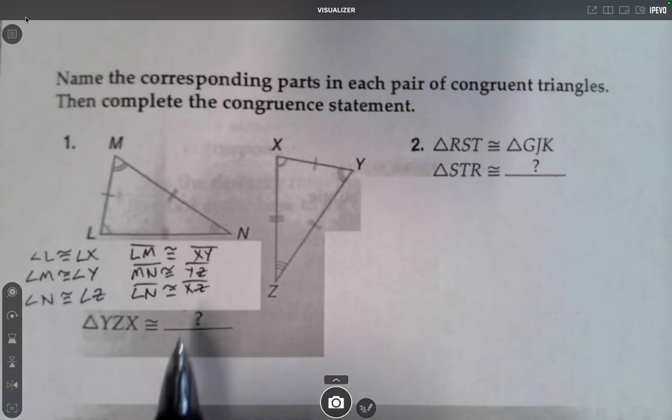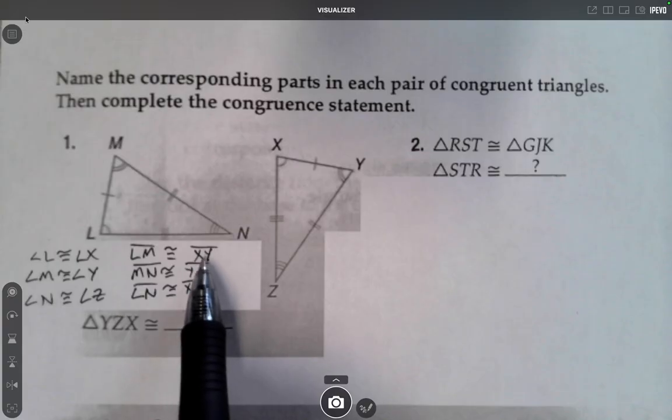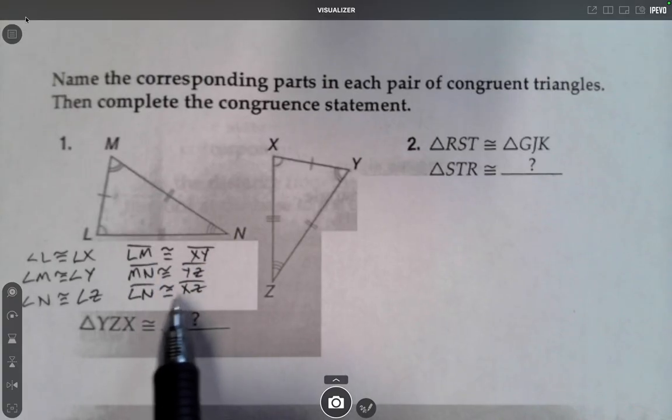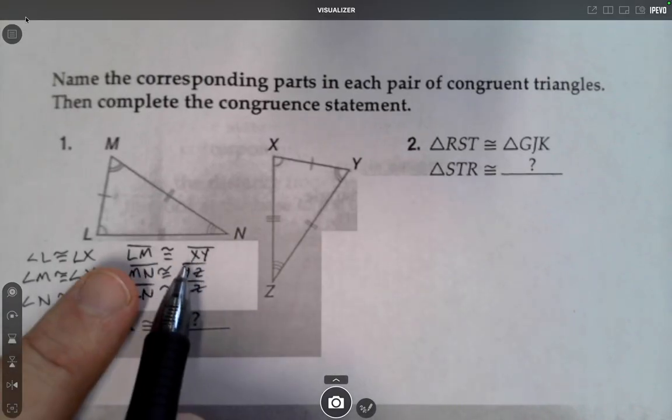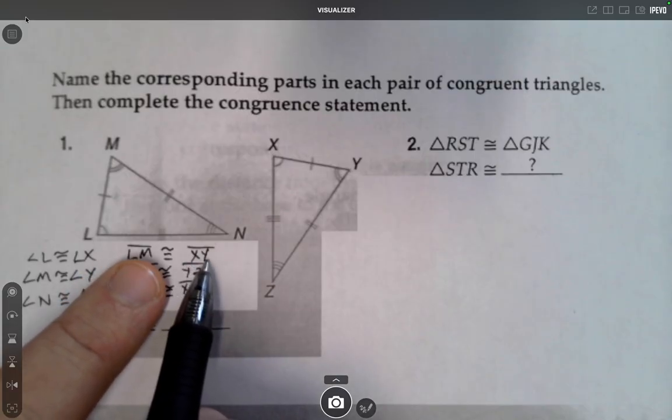Now that being said, let's say for this one you did ML on this side. That's okay as long as you do YX on this side. So your order doesn't have to be the same as mine. It's just L and X have to be in the same spot. M and Y have to be in the same spot.